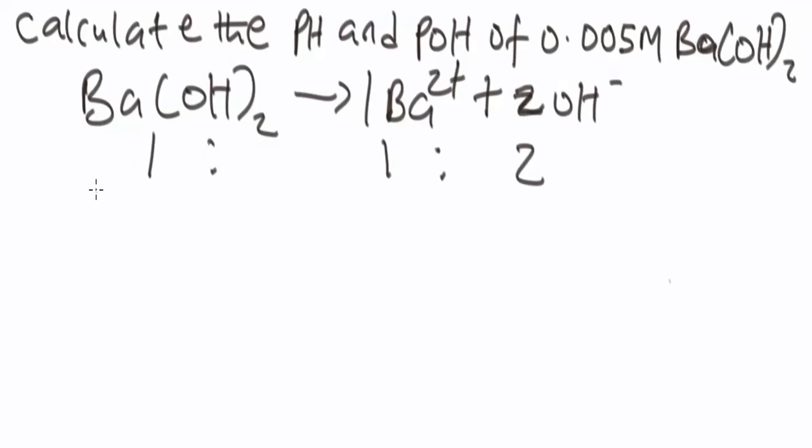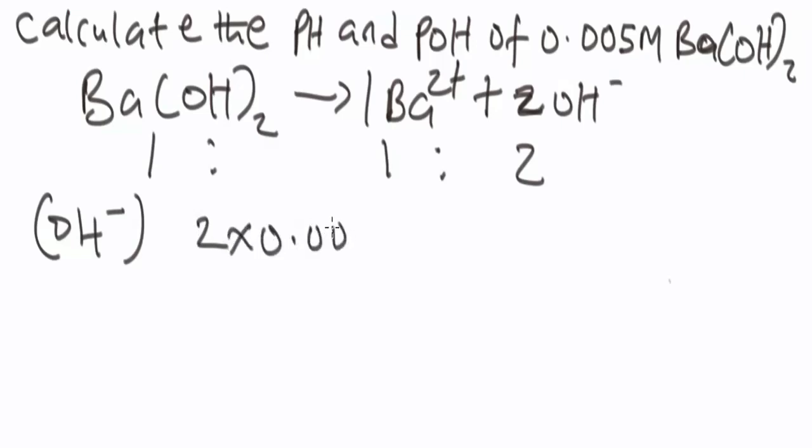Now to get the hydroxide ion concentration, it will be the mole ratio of hydroxide ion in this reaction times the concentration of barium hydroxide. So the hydroxide ion concentration now will be 2 times 0.005, which, let me punch it into my calculator, is going to give us 0.01 mole. So this will be the hydroxide ion concentration.